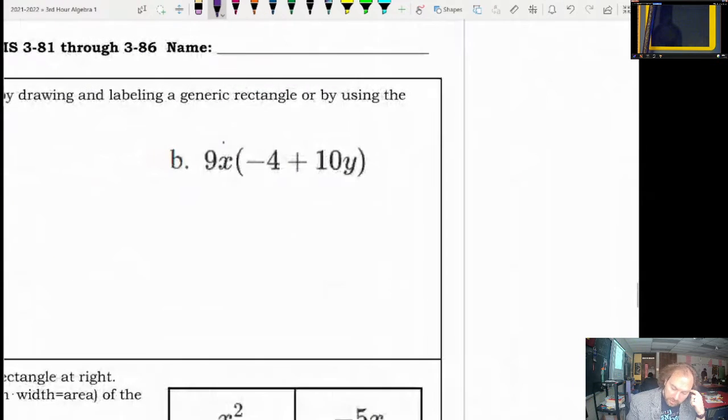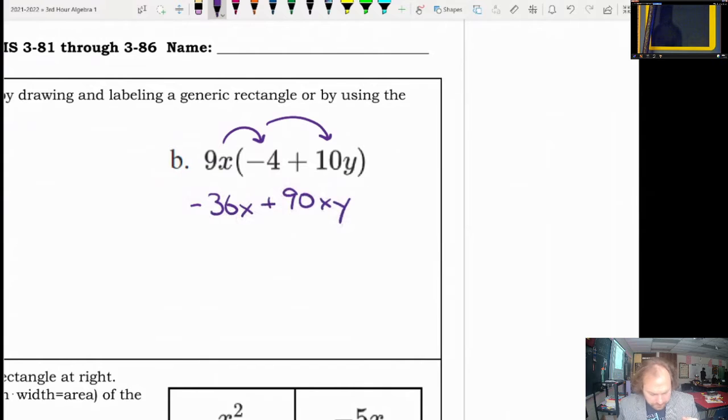Question B, when you multiply 9x times negative 4 and 9x times 10y, we're going to have negative 36 for the 9 times 4 and then x. We're also going to have a plus 90xy for the x's and y's that are there.